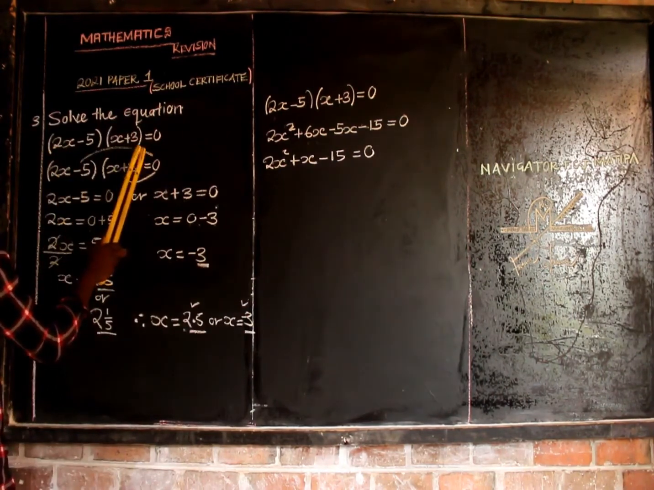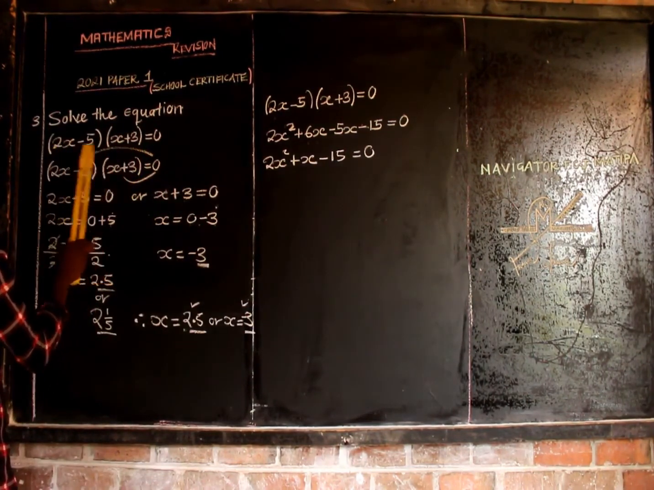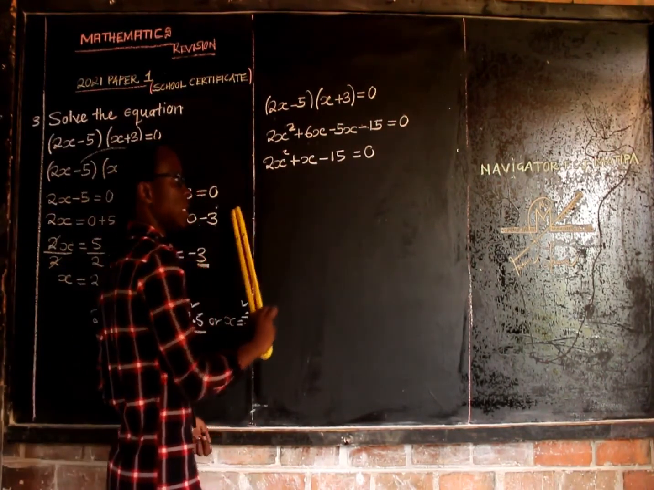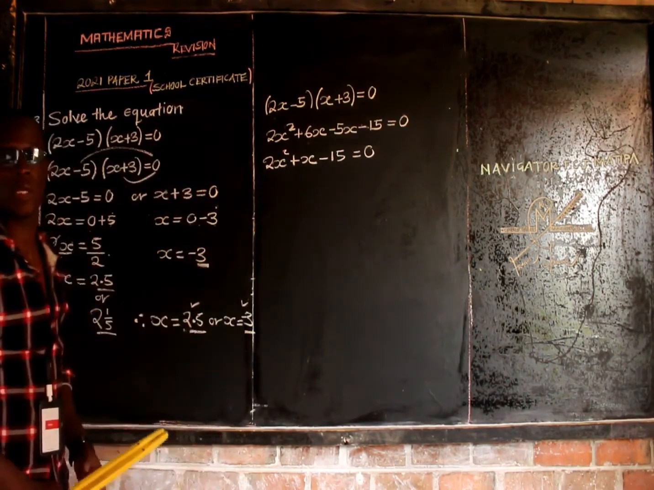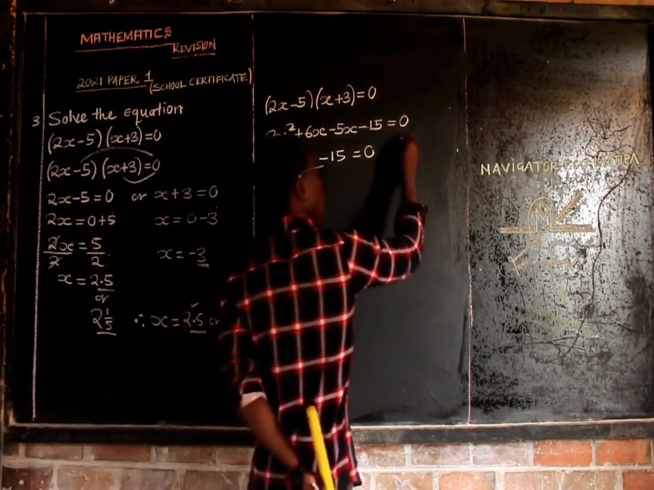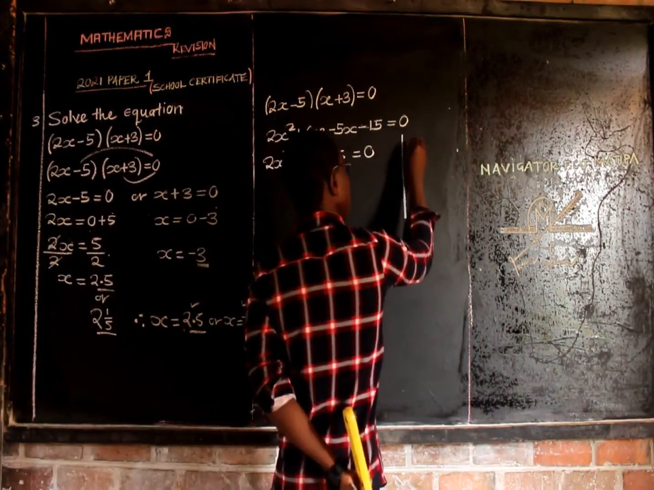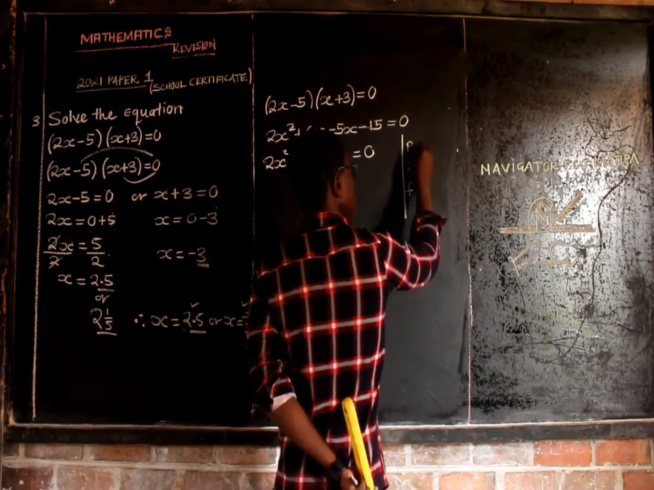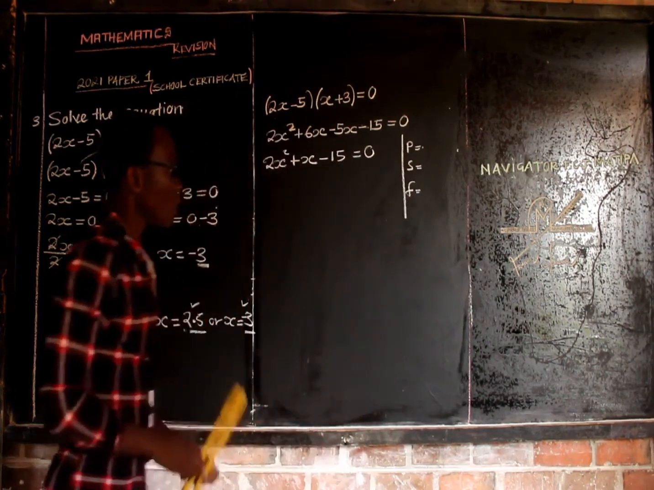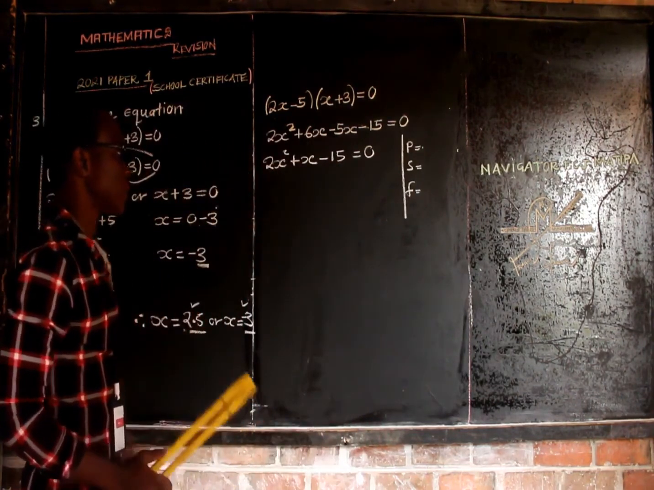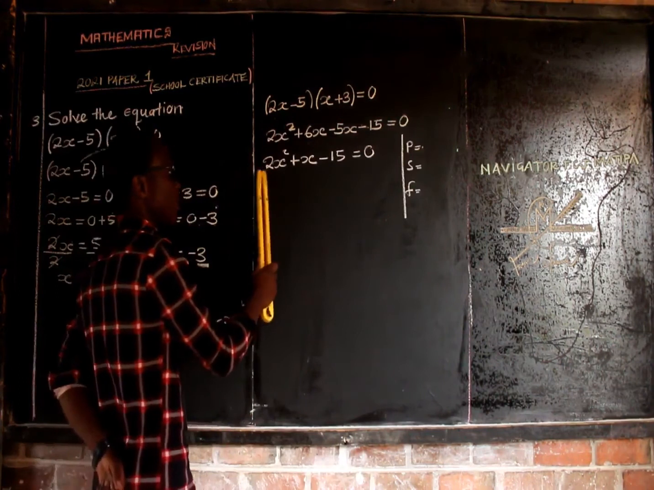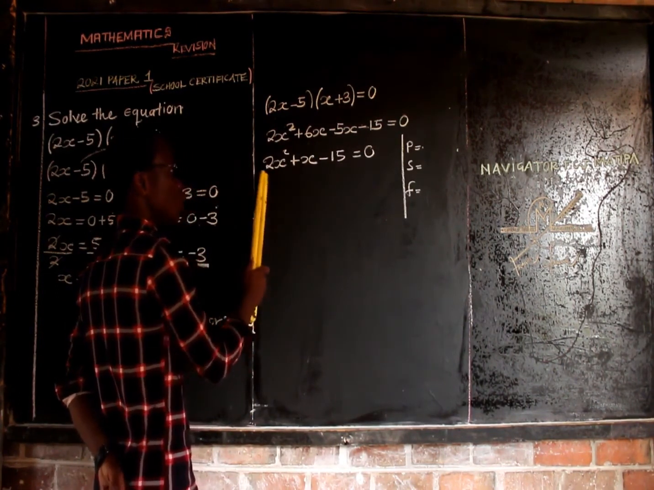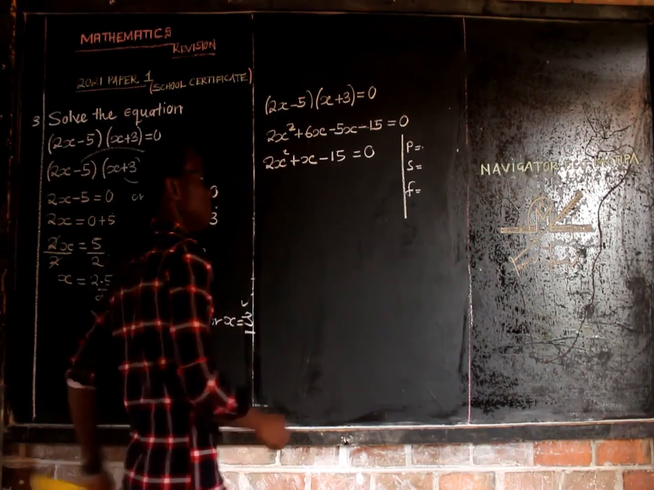Now let me show you how it comes up with this part. So we are going to solve this equation by means of factorizing. How are we going to factorize? We are going to seek the product, the sum and the factors. So how do you find the product? Finding the product, just multiply the first coefficient by the last number this side. So we just say 2 times negative 15.